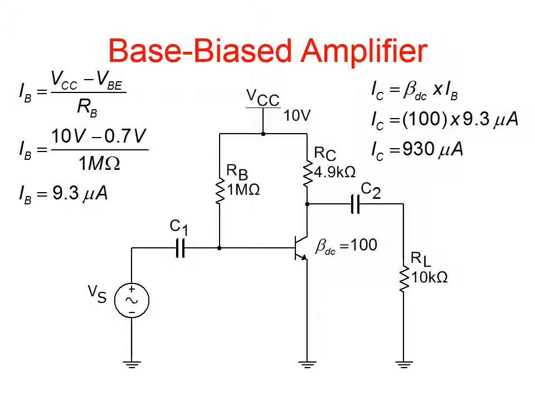So we can work through and find out what the base current is. It's simply VCC minus VBE over RB. Well, VBE, the voltage from base to emitter, is 0.7. VCC is 10 volts. And so we can divide that by RB, which is given as 1 million ohms, and we can calculate the base current is 9.3 microamps. And in this case, we're given the beta DC. So IC is equal to beta DC times IB. So from here we can calculate the collector current, 930 microamps.